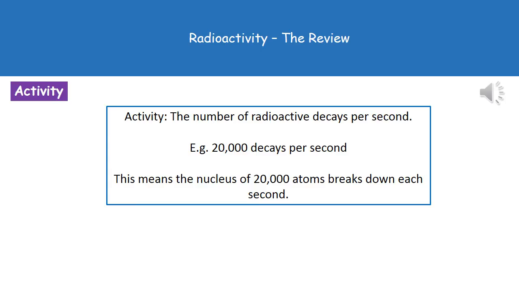We have a new word we need to know the definition of, which is activity. So whenever we're referring to the activity of a sample, we're referring to the number of radioactive decays per second. So for example, we might say there are 20,000 decays per second, or the activity is 20,000. So all that tells us is that 20,000 atoms, nuclei, are breaking down each second.